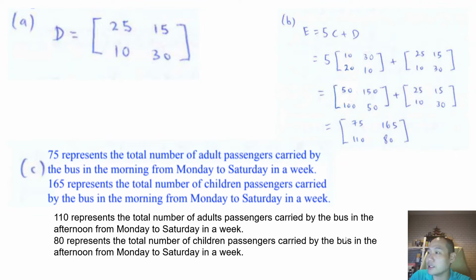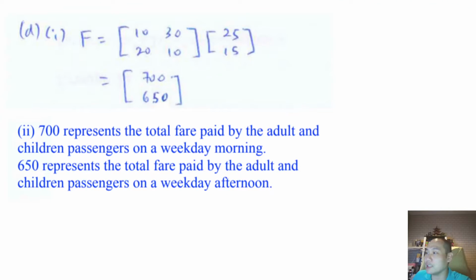This time round, they tell us that the fare for adult is 25 cents and the fare for a child is 15 cents. Right? Then they ask us to evaluate the matrix F such that it is C times 25, 15. So this is the matrix C. Okay, matrix C, we already know it represents weekday, right? Weekday, same thing, morning, afternoon, then adult and children. So we multiply it this way, and you see it matches, right? Because we know that if we multiply this, is 10 times 25 plus 30 times 15. Then 20 times 25 plus 10 times 15.